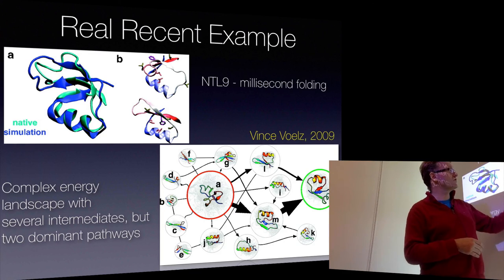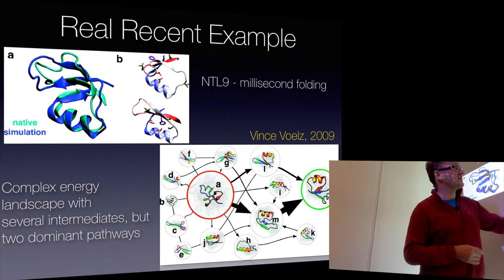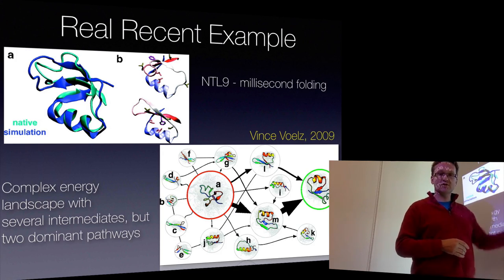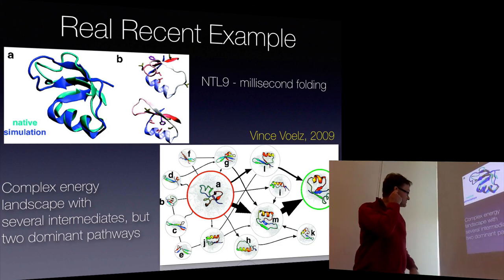If you have lots of states that are connected in lots of ways, those states are more likely to be on the folded pathway. Lots of fun research. I can upload this paper on the website too.